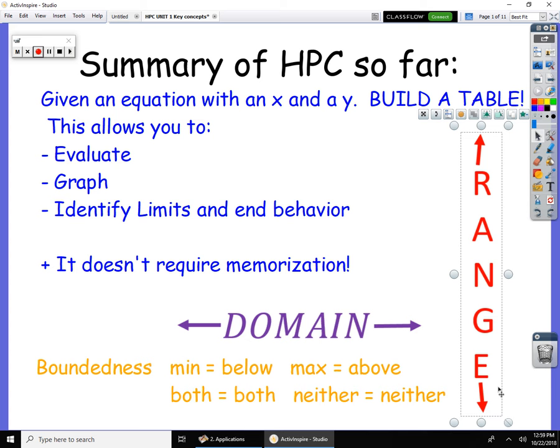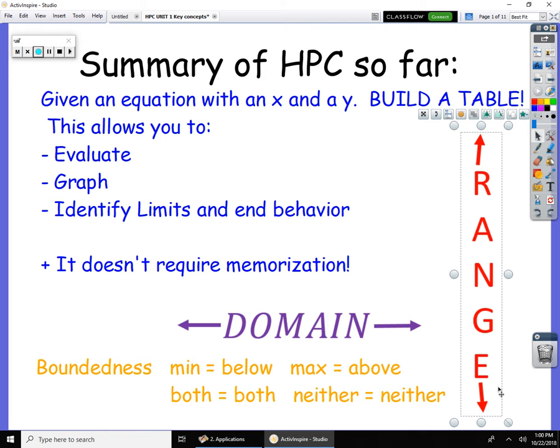Boundedness. If I know the absolute min, it is bounded below. If I know the absolute max, it's bounded above. If I know the absolute min and the absolute max, it is bounded both. And if I don't have either, I only have local max and mins, it is neither. It is not bounded at all. So something that has an arrow pointing up and an arrow pointing down would not be bounded.